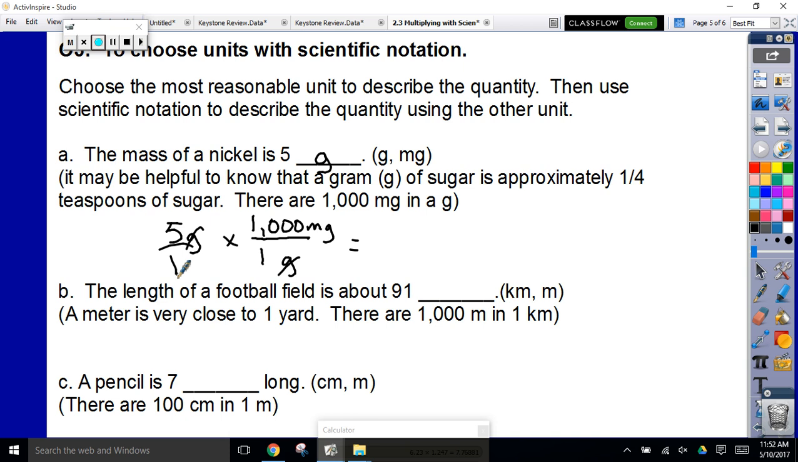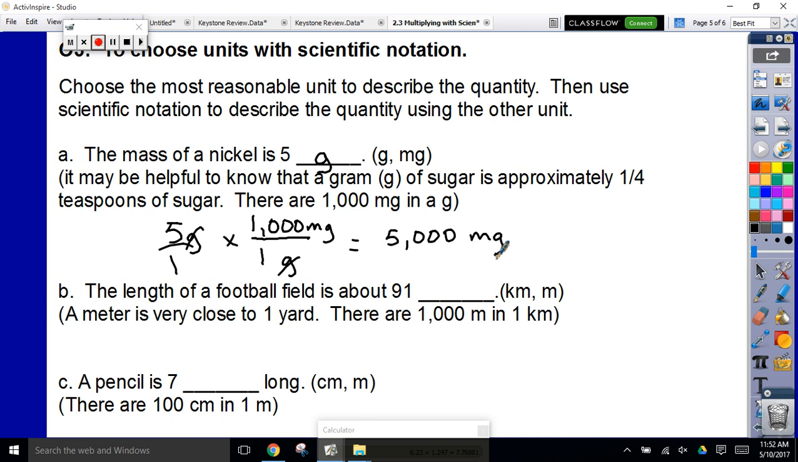And we're just going to need to multiply our tops. If this were on the bottom, we would know we had to divide. But because it's on the top, we're just going to multiply. So we get 5,000 milligrams. And now I'm going to write that in scientific notation.